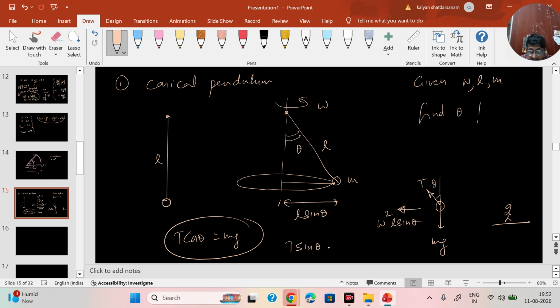So T sin theta is mass times acceleration, which is m omega square L sin theta. Why is the acceleration omega square L sin theta?